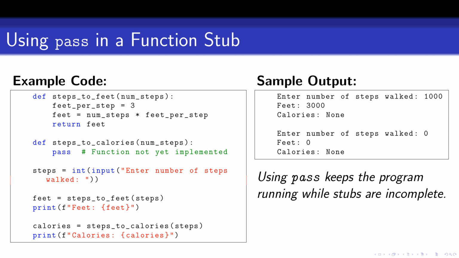For example, you might define steps to calories with pass inside the body, while you work on another function like steps to feet. When you call the incomplete function, Python simply skips over it. In the meantime, the rest of your program can run without crashing. The output might show None for now, but that's expected. Pass functions return None by default. This placeholder approach is especially useful during prototyping or when you're collaborating with others and want to outline interfaces without filling in all the logic just yet. It allows you to build one part at a time without needing everything to be fully wired together.